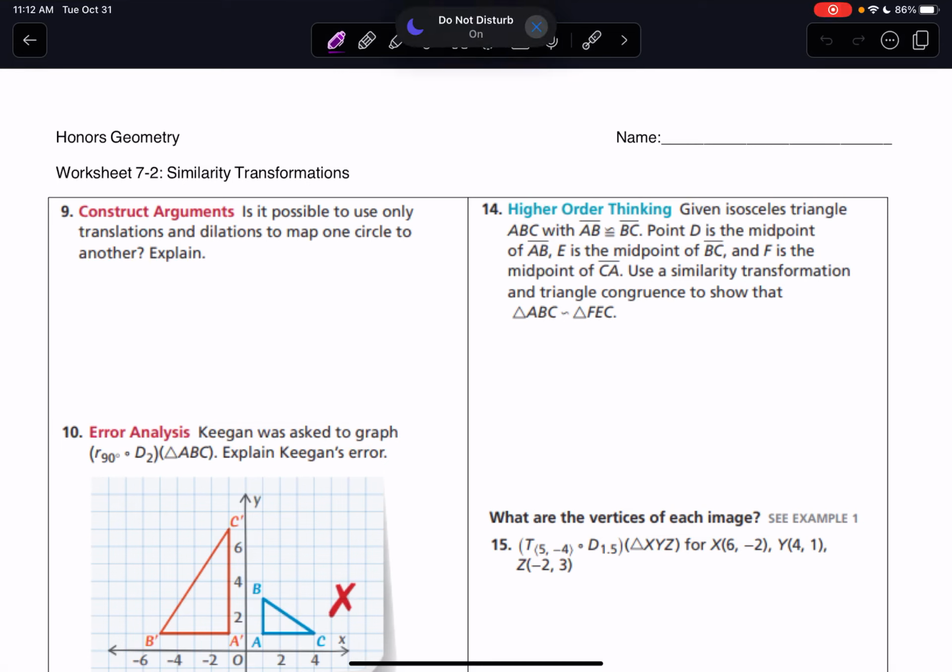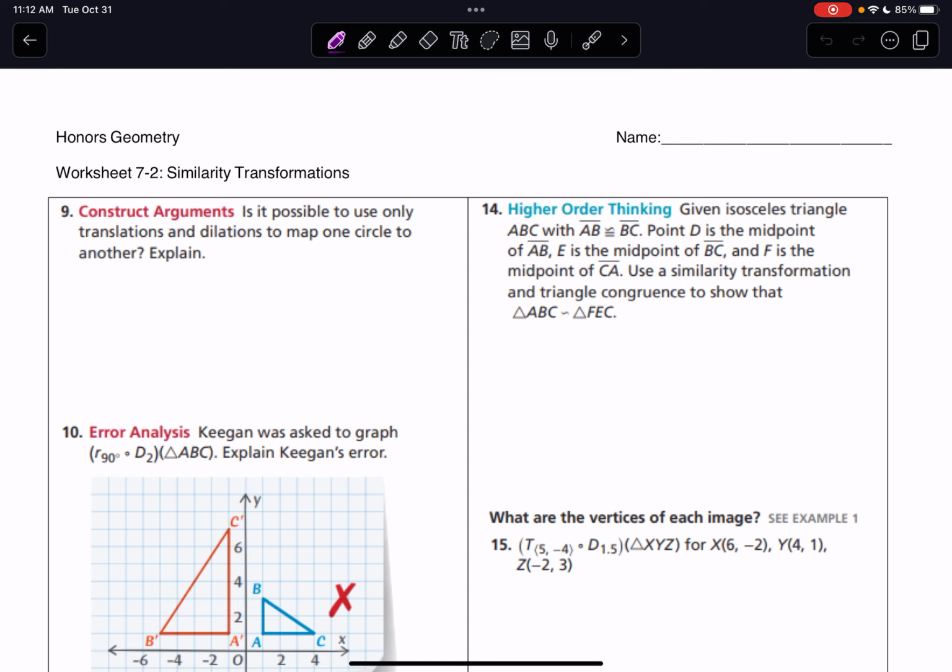Hello everybody. It is time for us to start looking at some similarity transformations. So that means that we are going to talk about how our dilations relate to the other transformations that we learned in chapter 3 last trimester.